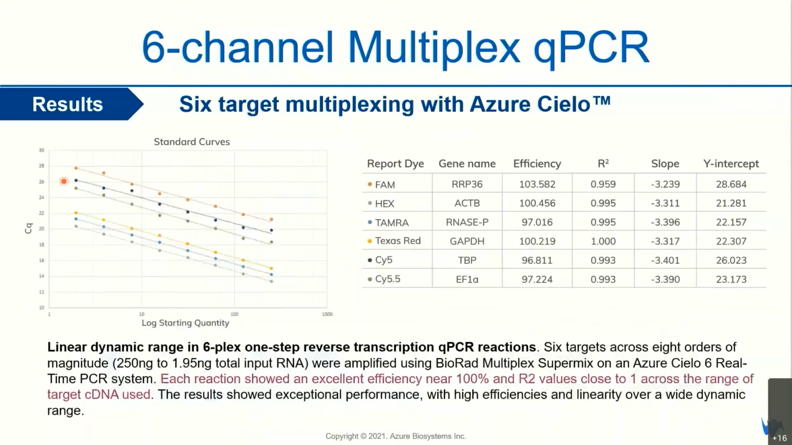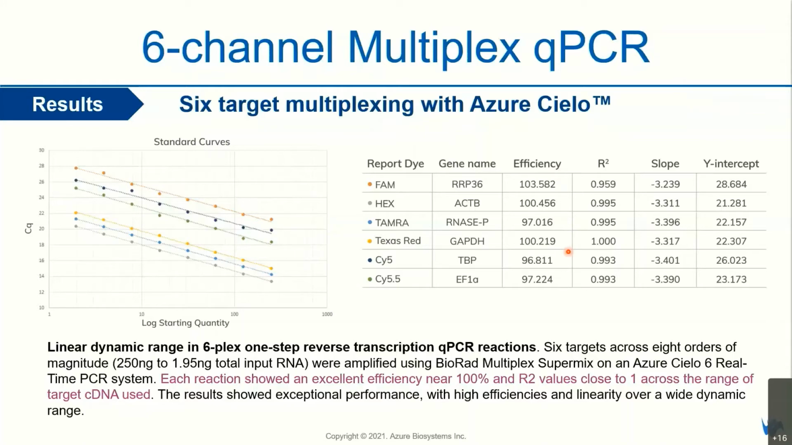Right, on the left you have 6 standard curves, each detecting a different target. There is a linear dynamic range covering from 250 nanograms down to 1.95 nanograms total input mRNA, which is actually 8 orders of magnitude. Each of the reactions showed very excellent efficiency, as you can see on the right of the table here, nearly 100%.